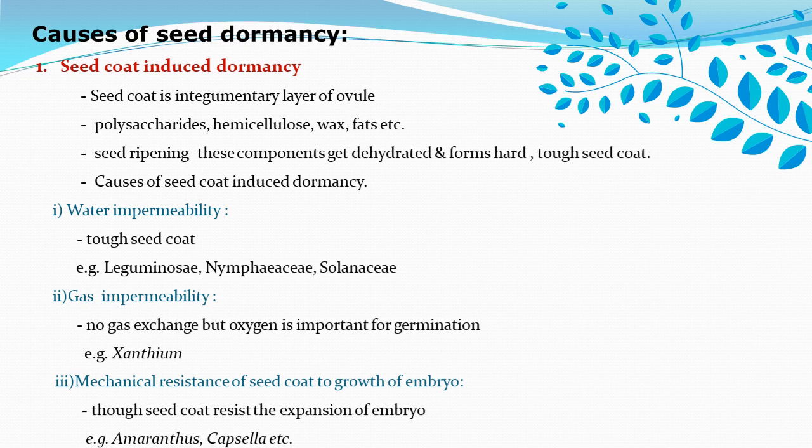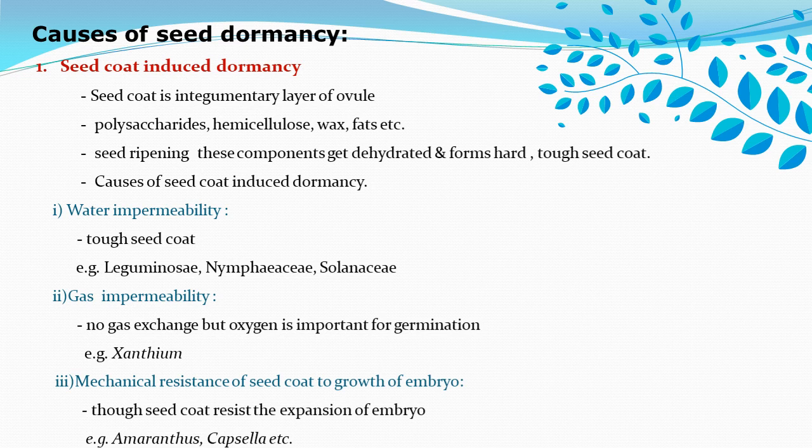But here, due to the presence of a tough seed coat, there is no permeability for water within the seed. And as there is no entry of water molecules, the seed remains dormant as it is. This type of dormant seed is mainly found in the families Leguminosae, Nymphaeaceae, and Solanaceae. You might know that the seeds of lotus require a very long period for germination due to the presence of a very tough seed coat.